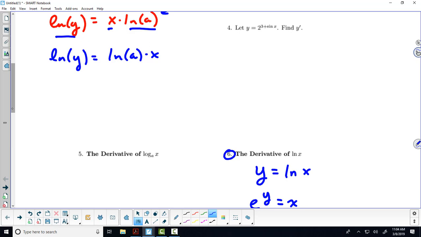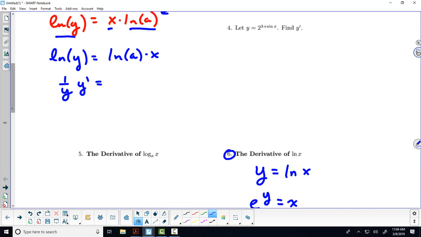We could get an e, but I'd like to take the derivative of both sides through implicit differentiation. Okay? So if we take the derivative of both sides through implicit differentiation, then we get what? What's the derivative of the natural log of y? 1 over y. Very good. 1 over y, or dy dx. Y prime, right? Or dy dx, exactly.